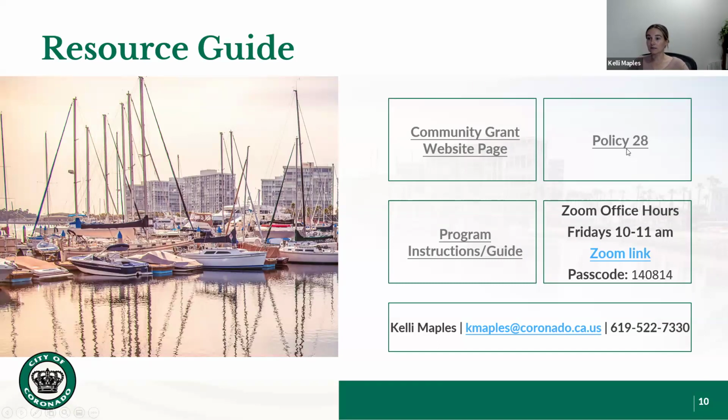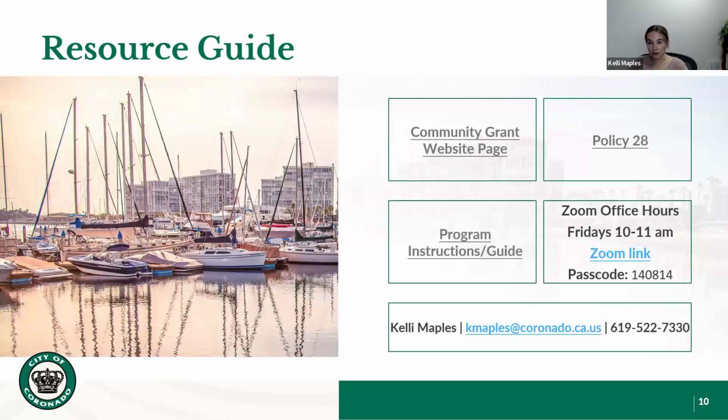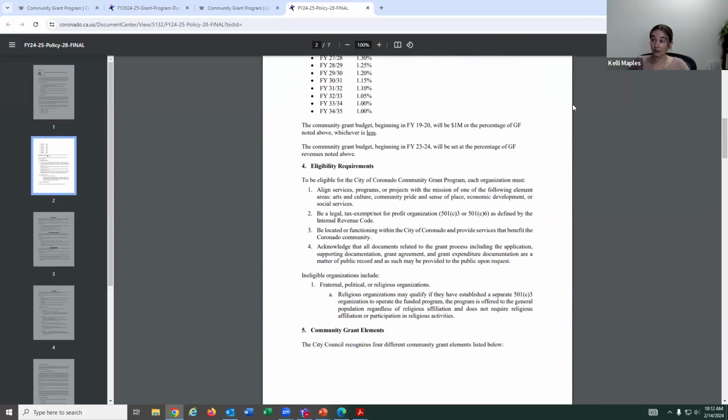The second thing on the resource guide that I have listed is policy 28. So again, this is the official document that the city uses to govern the program. So this is the kind of official document that we use when we're assessing the program and evaluating the program. And if you haven't read it, or if you're new to the community grant program, I do recommend checking it out. It has a lot of great information and basically is what I always use to administer the program. So I recommend reading through it.